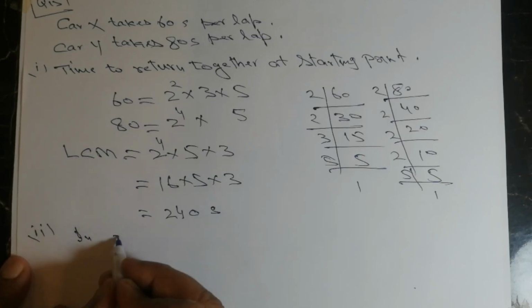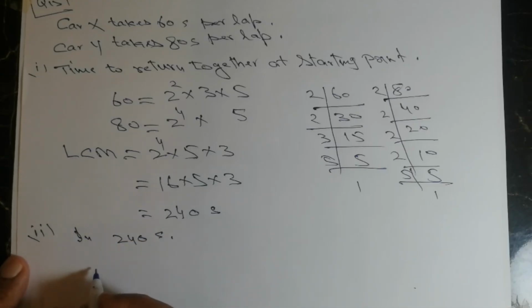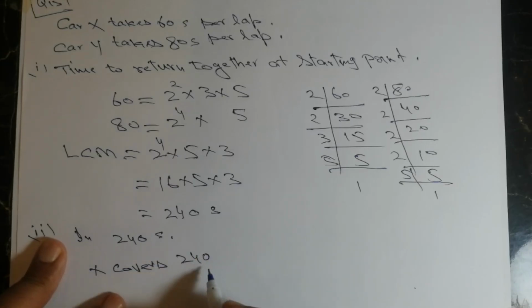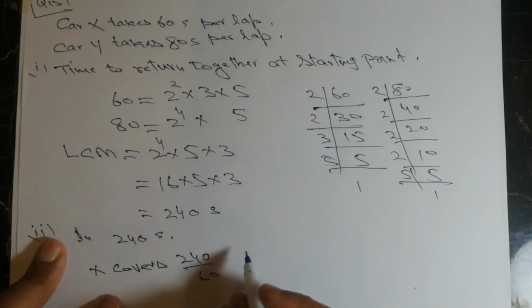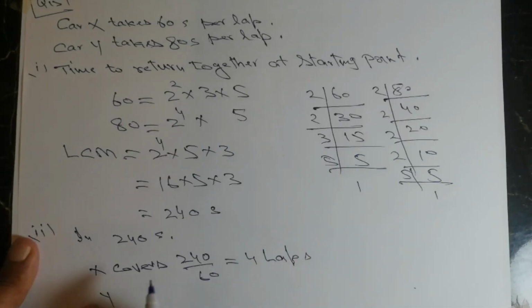Now in 240 seconds, car X covers 240 over 60, equal to 4 laps, and car Y covers 240 over 80, that is equal to 3 laps.